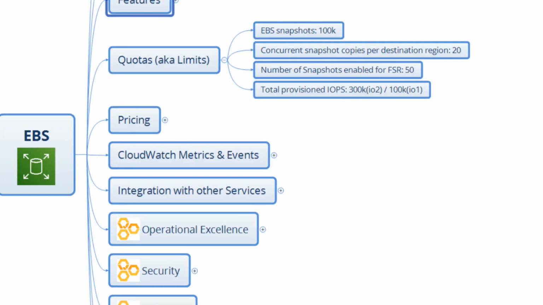Now, quotas related to EBS: there can be 100,000 snapshots per account. If you're copying snapshots to a specific region, the maximum concurrent copies is 20. And the number of snapshots that you can enable for fast restore is 50, and the total provisioned IOPS limit is 300,000 for IO2 and 100,000 for IO1. This is across all the volumes.